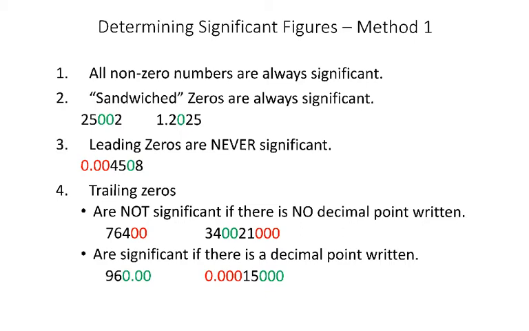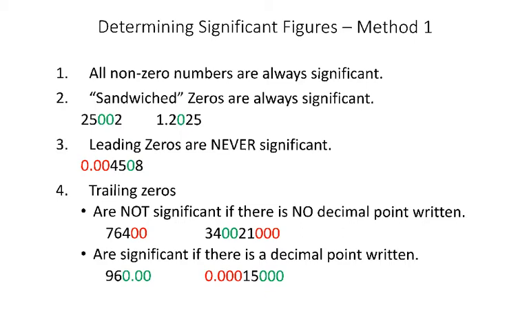So, in the first method, all non-zero numbers are always significant. The only questionable numbers that we don't know whether they're significant or not are zeros. And so there are just a couple different rules for determining whether or not a zero is significant. So first of all, what I call sandwiched zeros are always significant, right? And by sandwiched, I mean the zeros are between two non-zero numbers, right? So these zeros are between a 5 and a 2, or this one is between the 2 and the 2, right? So they're sandwiched by non-zero numbers, so they're always significant.